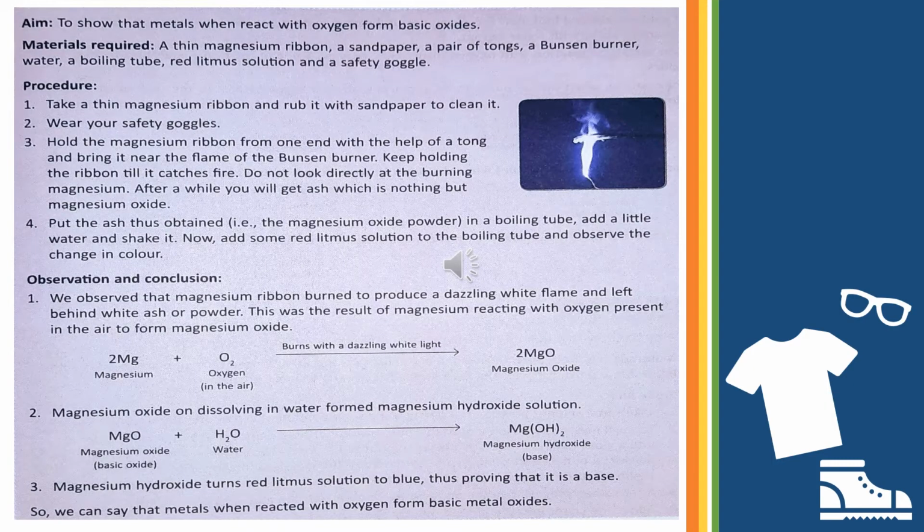The first activity provided inside your book is to show that metals, when they react with oxygen, form basic oxides. What you are using here is a magnesium ribbon, and you will be burning it. After burning in the presence of oxygen, the magnesium ribbon will form magnesium oxide. This magnesium oxide, MgO, when allowed to react with water, will form magnesium hydroxide. Magnesium hydroxide is a base.